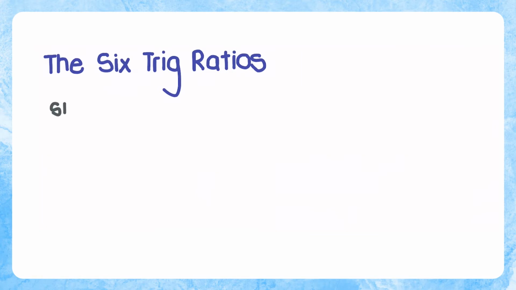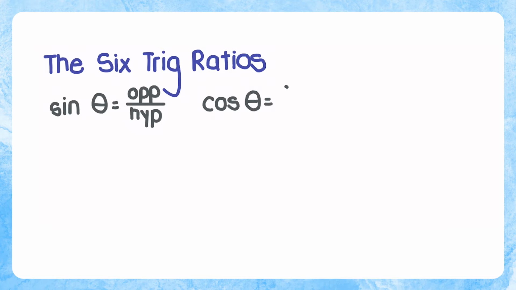So we have a total of 6 trig ratios. The first one is that sine of theta is the opposite side of our right triangle over the hypotenuse. We also have cosine of theta, and again, theta represents an angle. And this is the adjacent side, the side right next to us, over the hypotenuse.